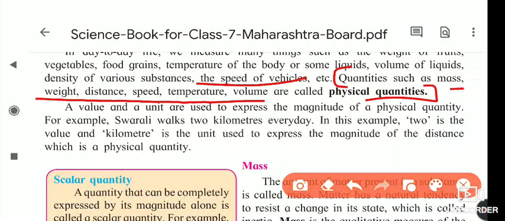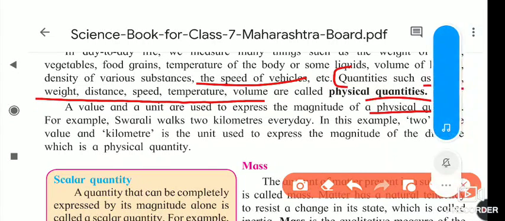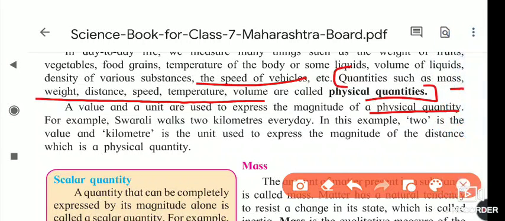Then, a value and unit are used to express the magnitude of a physical quantity. What did they tell you? A value and unit are used to express the magnitude of a physical quantity. For example, how many brinjals do we have to buy from the shop? We say 1 kg. So 1 is the value, kg is the unit.